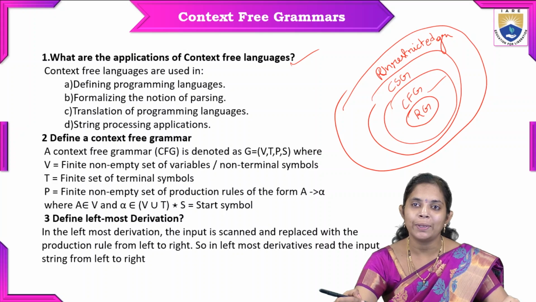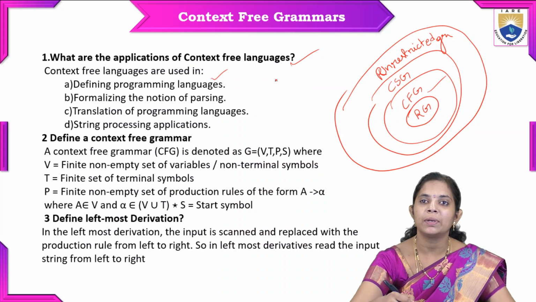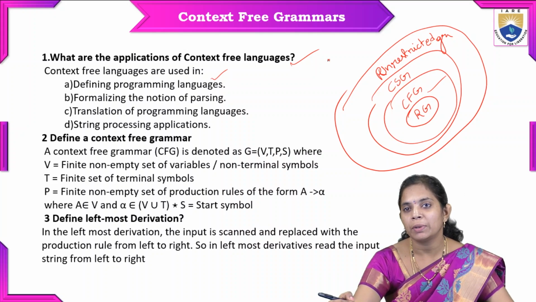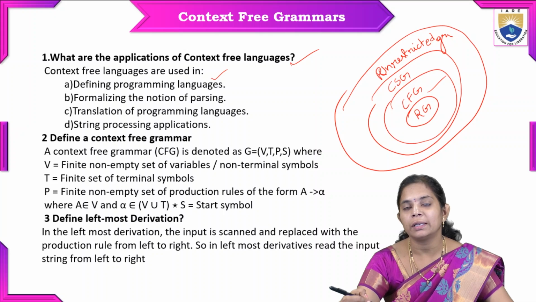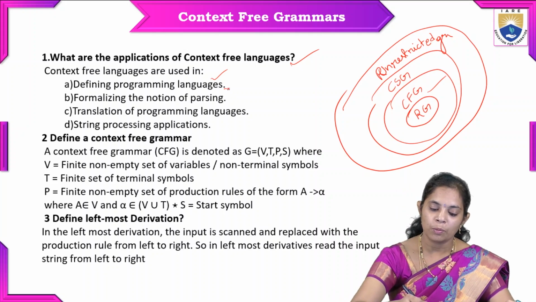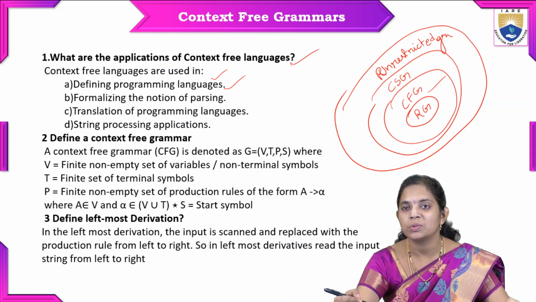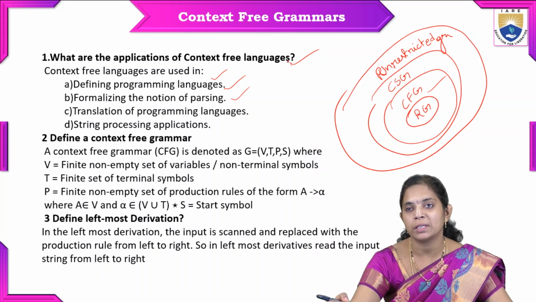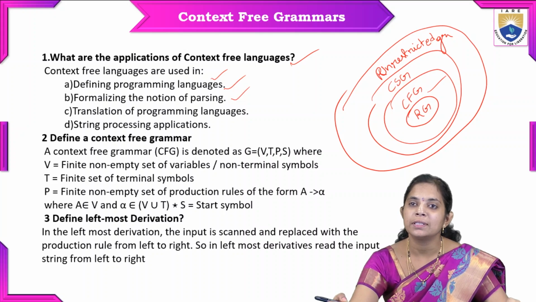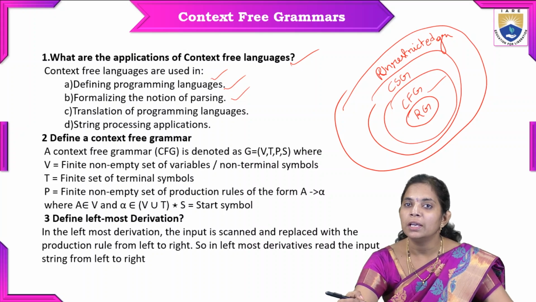And what are the applications of context-free languages? Here, these are the applications. One is defining programming languages, so where are we using it in real time? First, designing the programming languages. To design the programming languages, we use context-free languages. And formalizing the notation of parsing. Here in compiler design, we need the parsing technique, and in that we use context-free languages.